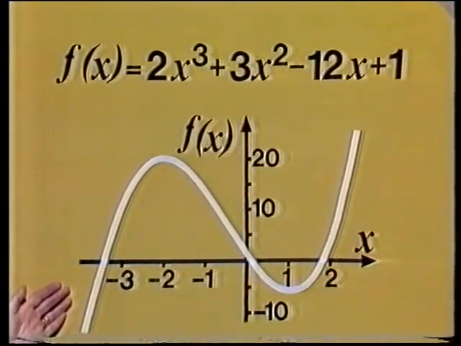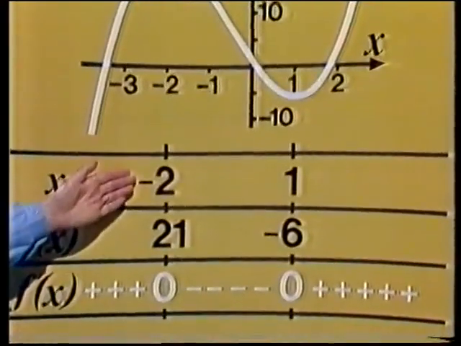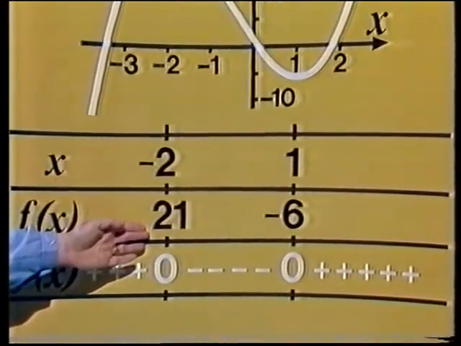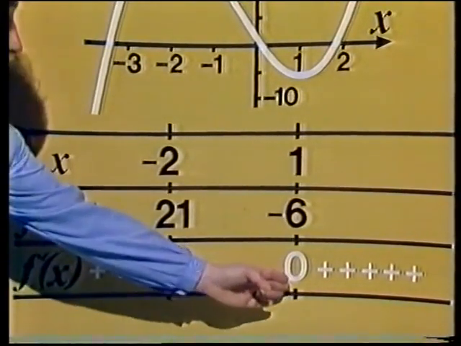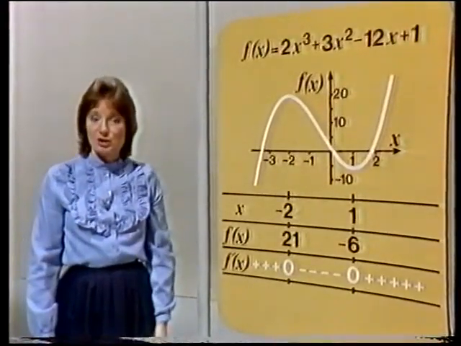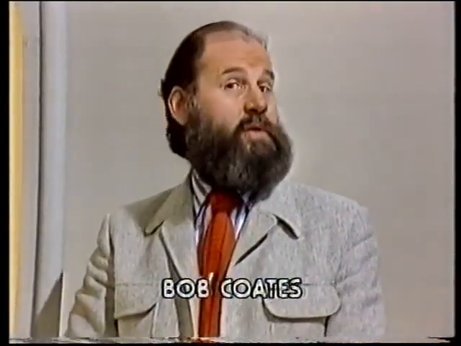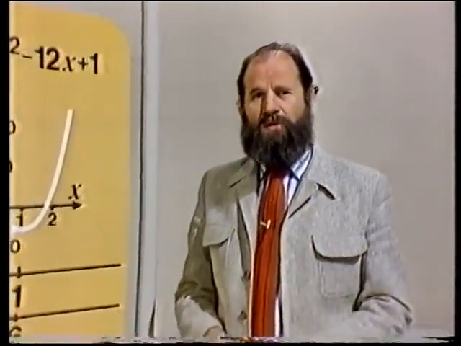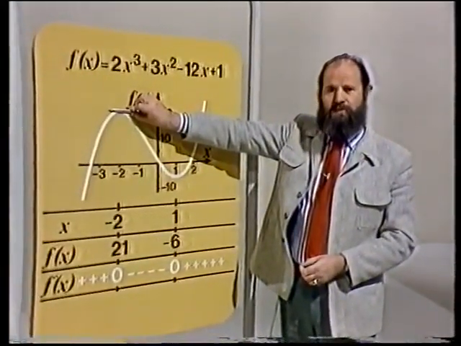We asked you to find out where the derived function is positive, 0 and negative, and this table summarises the results. When x is minus 2, the function value is 21, and there the derived function is 0. The derived function is 0 again here when x is equal to 1. And we'll go on to see just how the graph and the derived function are connected. Bob? Well, part of the connection between the graph and the derived function we've already seen before, because we know that the horizontal tangents correspond to 0 values of the derivative.